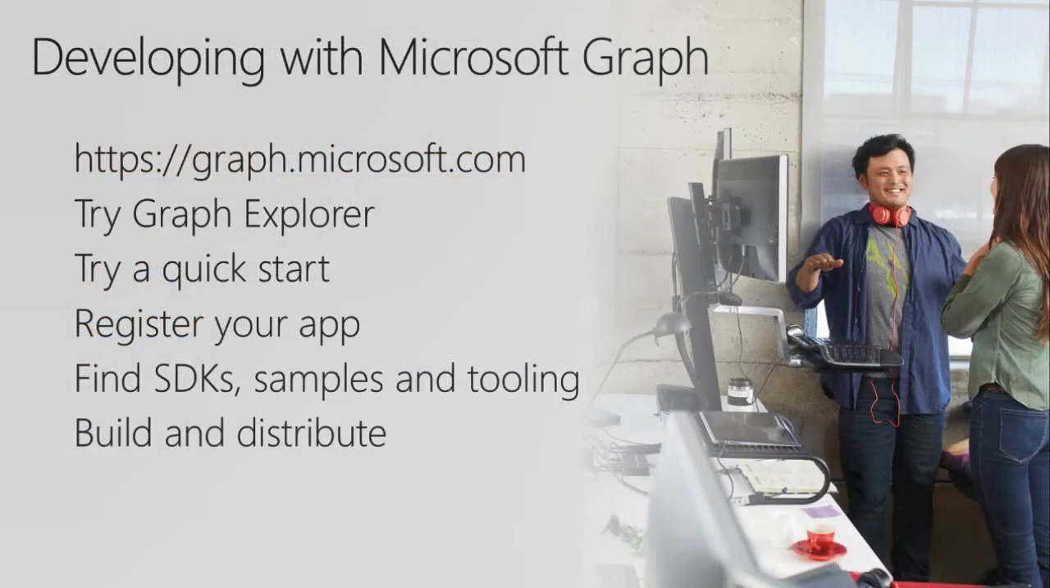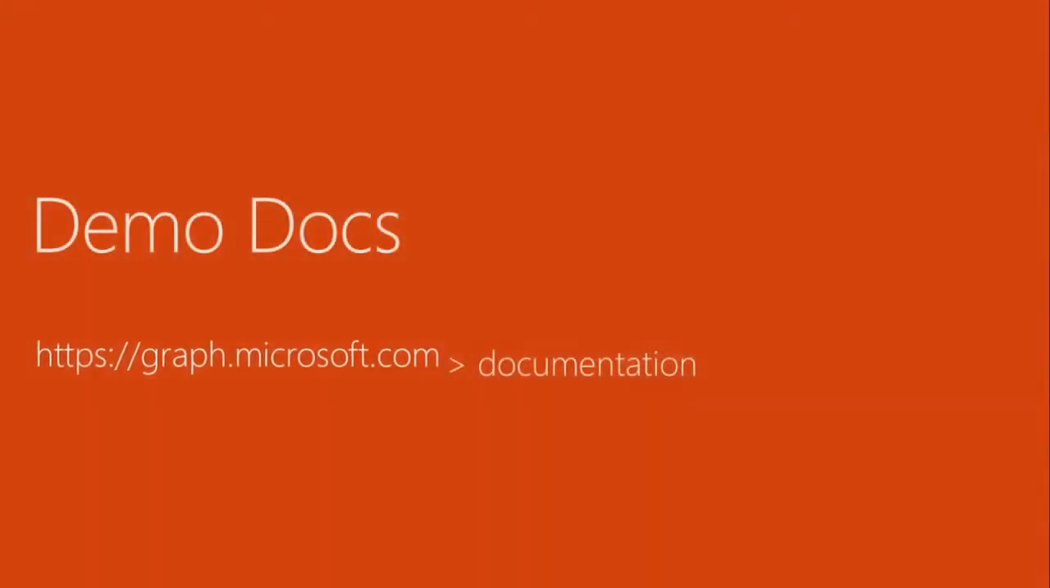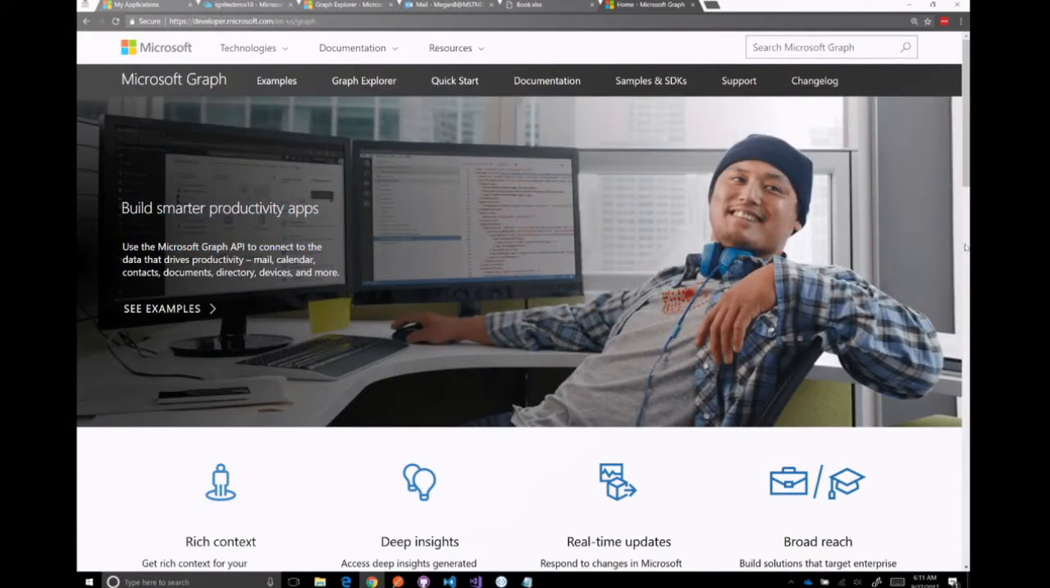OK, so now you know what data is behind Microsoft Graph. Let's go and do a tour on how you get started developing with the Microsoft Graph. First of all, graph.microsoft.com is the place to go. So I'm going to switch here, and we're going to take a look at the developer portal. graph.microsoft.com is going to redirect you to the developer portal.